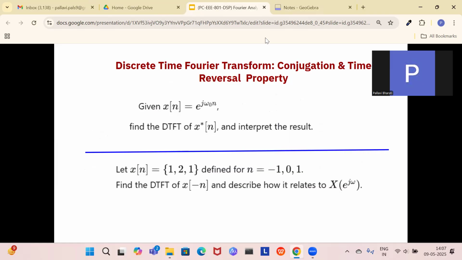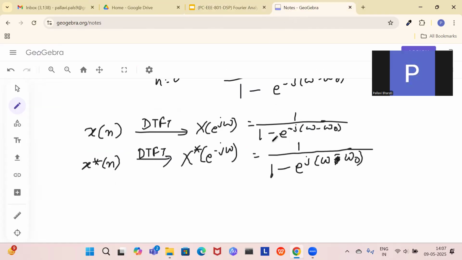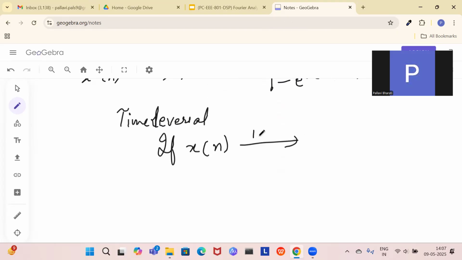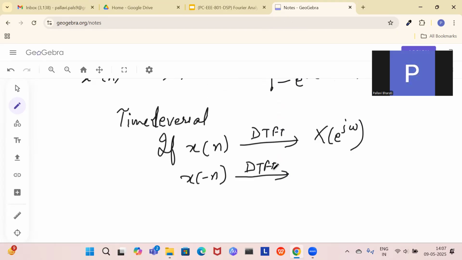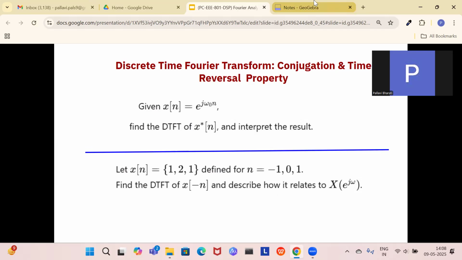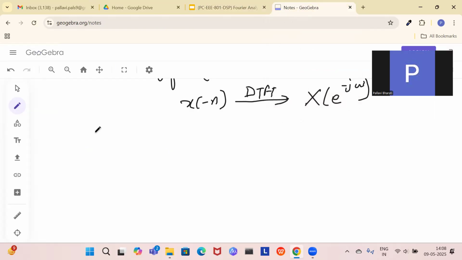The next property is the time reversal property. It says that if x[n] has the DTFT X of e to the power of j omega, then x of minus n will have the DTFT X of e to the power of minus j omega. Now the question is the same: x[n] equals 1, 2, 1 for minus 1, 0, 1. You have to find the DTFT of x of minus n.